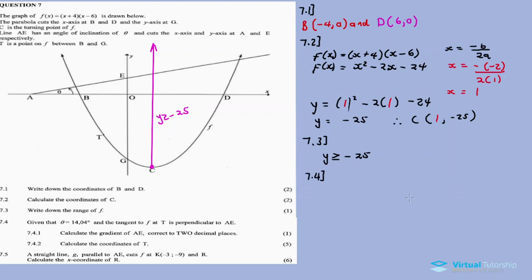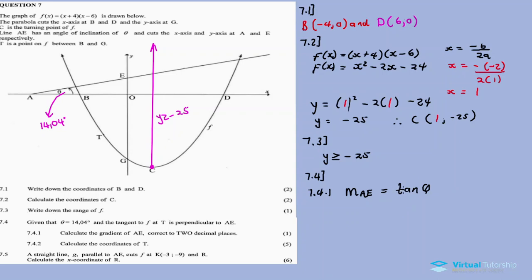Calculate, given that theta is equal to 14.04 degrees and the tangent to f at T is perpendicular to AE. 7.4.1: calculate the gradient of AE, correct to 2 decimal places. Theta is 14.04, and we want the gradient of AE. The gradient of AE is calculated as tan theta.